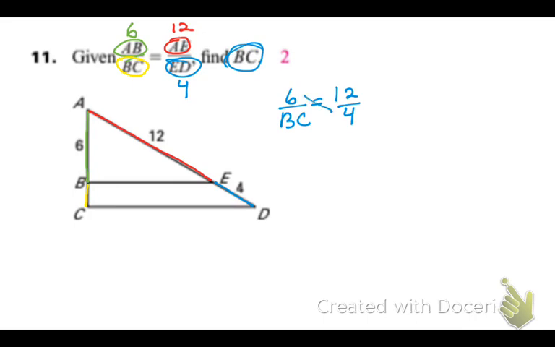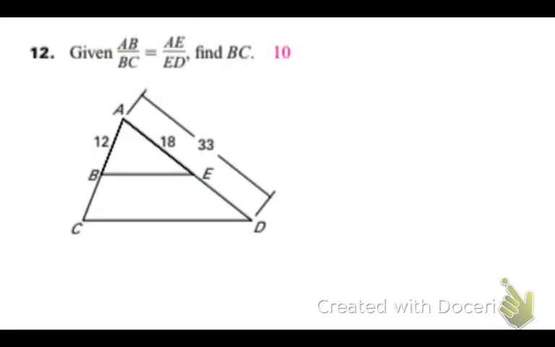So we're going to cross multiply. 6 times 4 is 24, which is equal to 12 times BC. Divide both sides by 12. You're going to get 2 is equal to BC. Okay, and sure enough, there is BC. So what we were finding is right here, 2 over BC. It's not difficult as long as you keep the sides straight. That's going to be the tricky part.